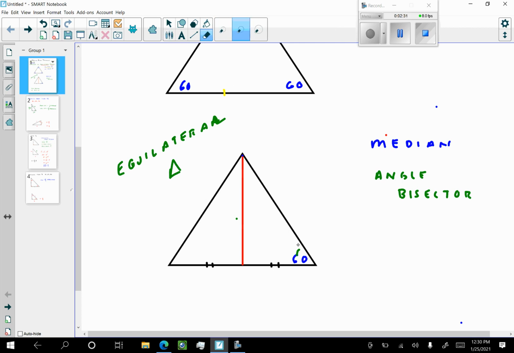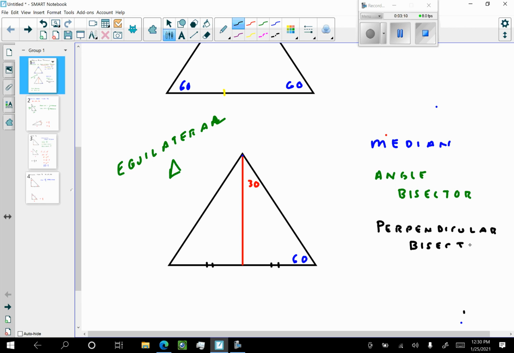Well, what does that mean? What that means is that this angle right here is going to be 30 degrees because it's an angle bisector. And this angle here was 60 as the other two angles were. I have an angle bisector. Half of 60 is 30. A median is also then what we call a perpendicular bisector. We could prove that with congruent triangles as well.